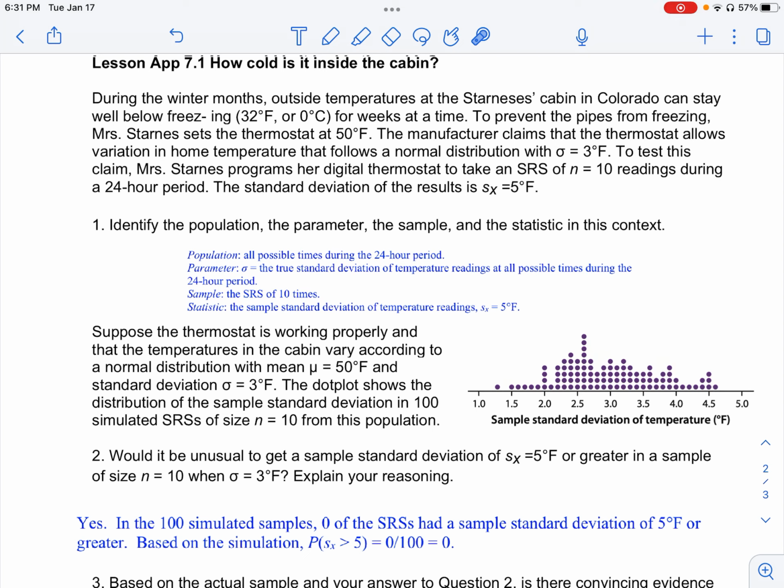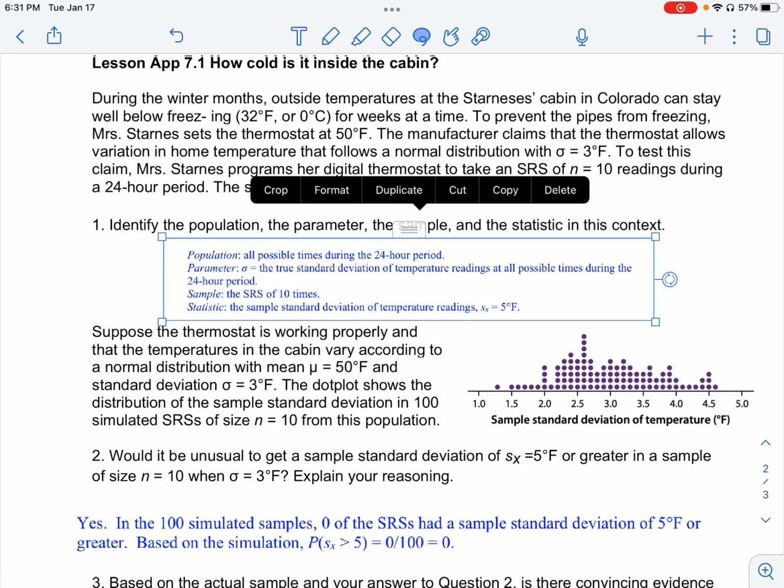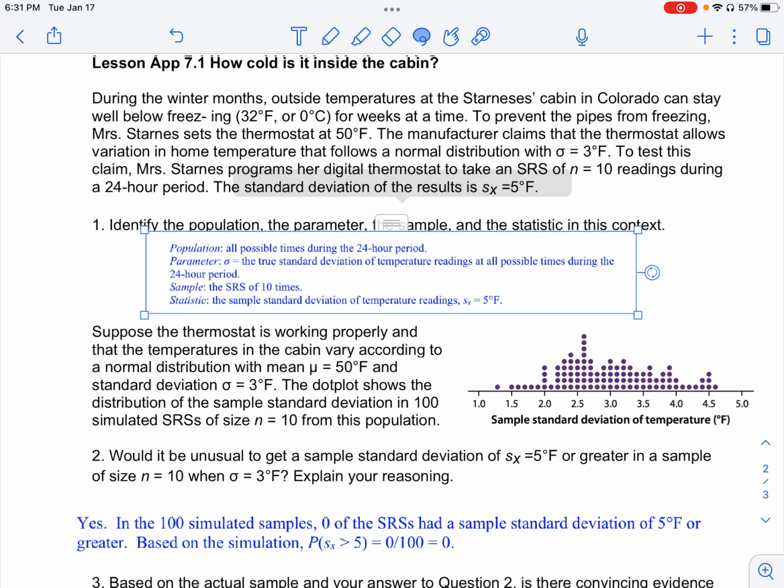So, to test the claim, Ms. Starnes programs her digital thermostat to take in a simple random sample of 10 readings during a 24-hour period. The standard deviation of the results is Sx of 5 degrees Fahrenheit. So, we're just identifying population, parameter, sample, and statistic, okay? Remember, P and P go together, and S and S. And I've already got the answers listed here. Let me just explain them to you.